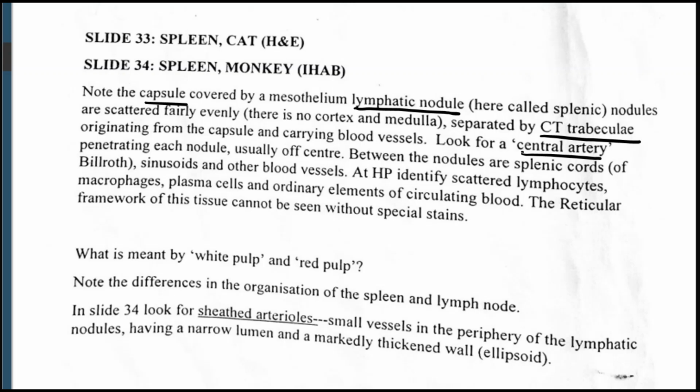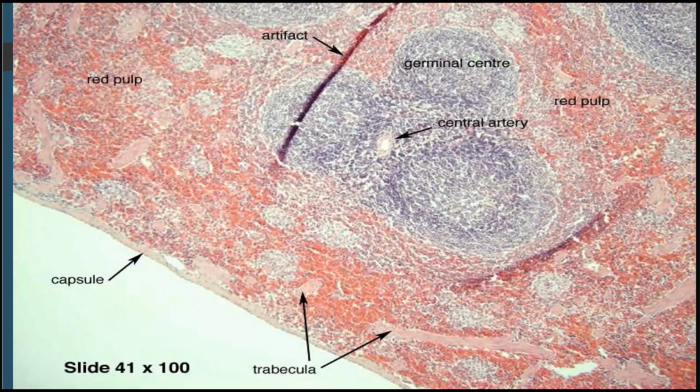All right, so now at high power, you identify the scattered lymphocytes, the macrophages, the plasma cells, and the ordinary elements of the circulating blood. Also, the reticular framework of this tissue cannot be seen. Now, in the exercise, you're going to define or explain what is meant by the white pulp and the red pulp. And then note the differences in the organization of the spleen and the bone marrow, something that we're going to talk about. For the slide of the spleen, only draw it at high power.